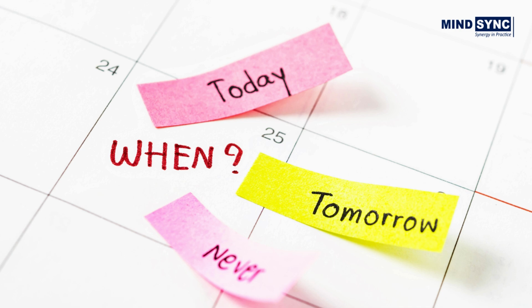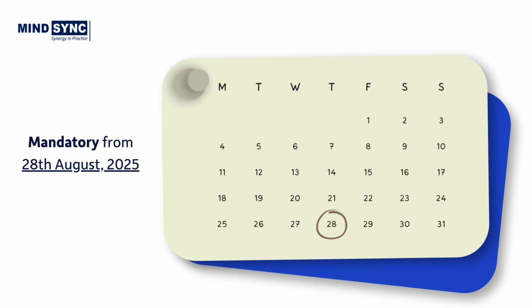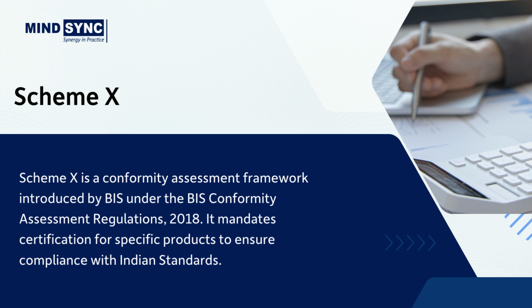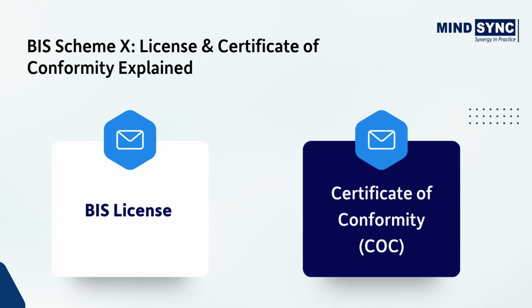Now moving to the effective dates, it's mandatory from 28 August 2025. This order falls under Scheme X of BIS, which is a conformity assessment framework introduced by BIS under the BIS Conformity Assessment Regulations, 2018. It mandates certification for specific products to ensure compliance with Indian standards. Under it you can apply either for a BIS license or certificate of conformity.